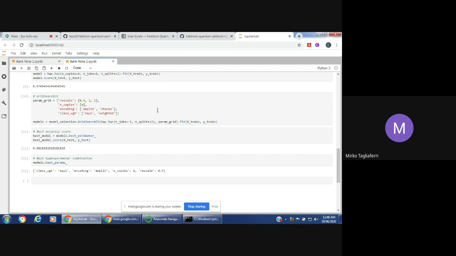Yeah. So with the n copies, it's one direction. Every time you increase n copies, it will increase. But with the rescale, it can go either way.